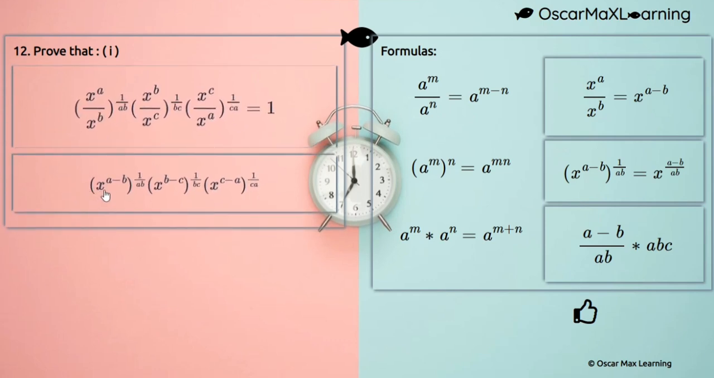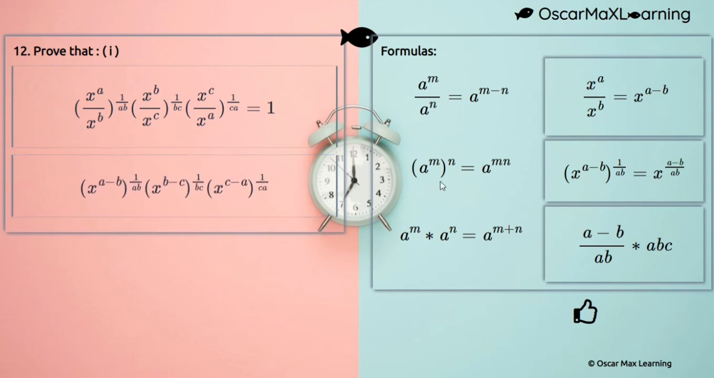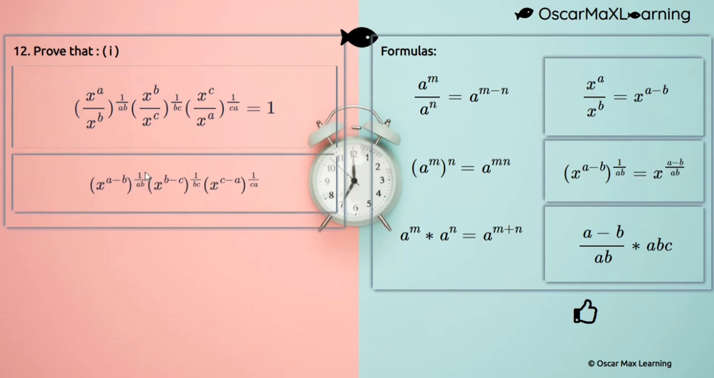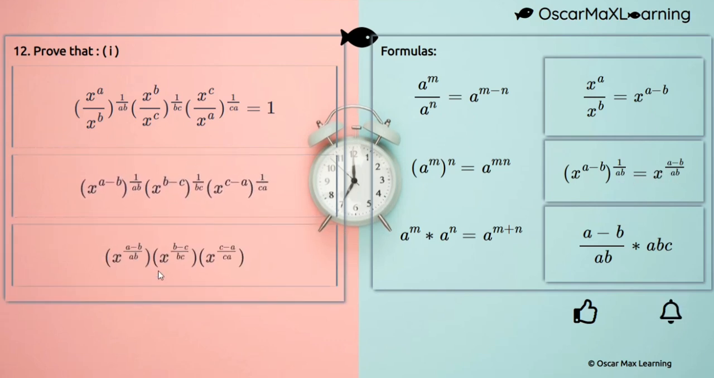Now x to the power a minus b whole to the power 1 by ab. This is similar to the formula a to the power m whole to the power n is equal to a to the power mn. See, I have shown the example over here. x to the power a minus b whole to the power 1 by ab will be, I need to multiply a minus b with 1, that is a minus b divided by my denominator ab. I have written as it is. The same thing I need to do for the rest two, and I have done it over here.